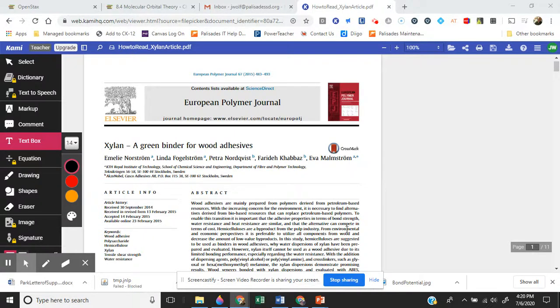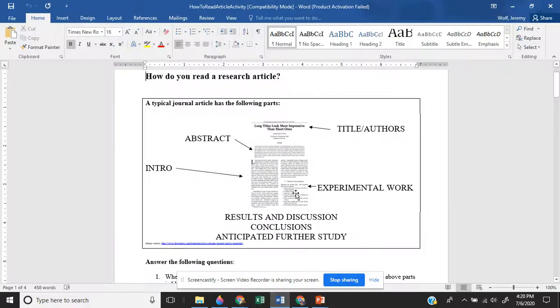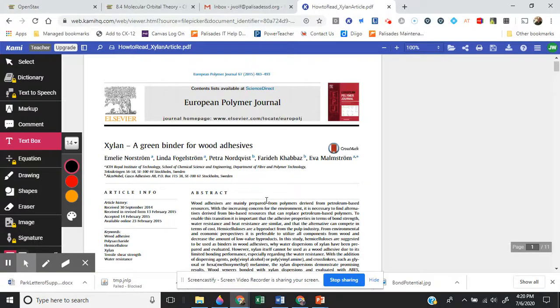So we're going to go over the how to read a research article activity. And so this will help you out with that. So this is the article that we're referencing, Xylan, a green binder for wood adhesives. And so the first couple questions you can probably answer on your own.